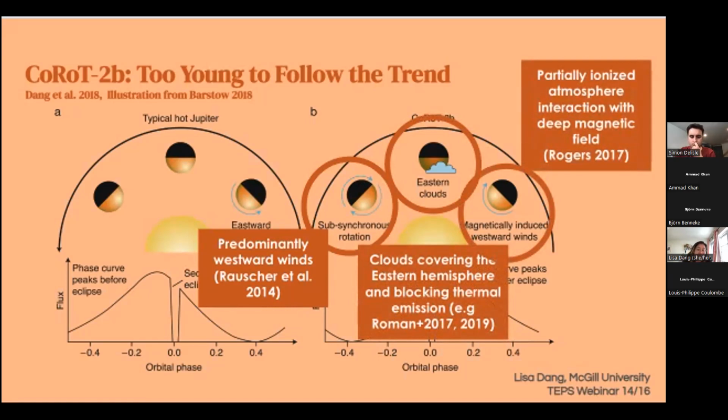And this means that if there is some underlying magnetic field, the ions in the atmosphere could interact with this magnetic field and disrupt the flow that you would expect from pure hydrodynamical simulations. And so this is also consistent with the inflated radius of the planet, which is usually indicative of an energetic interior. So while all of these scenarios are different, we think that they're plausible because they might be connected to the young age of the system. And we think this is why it stands out.